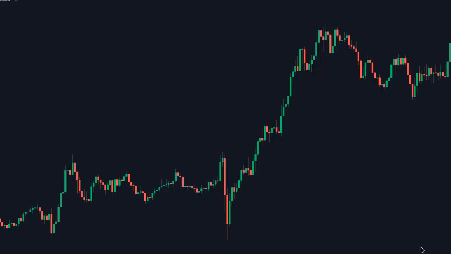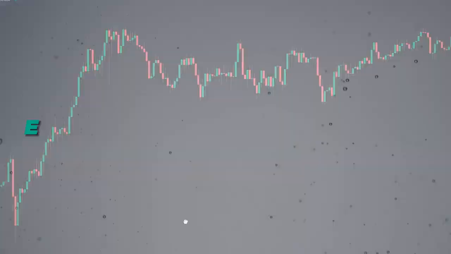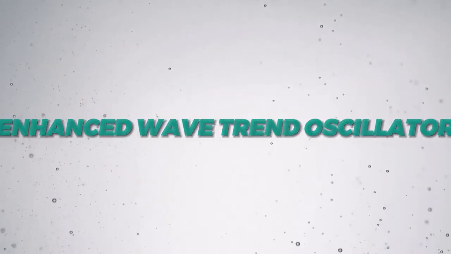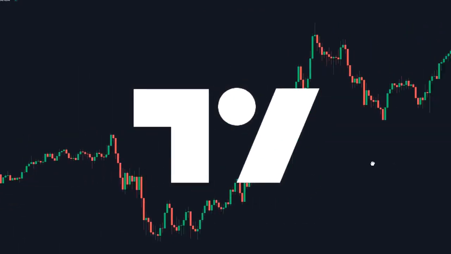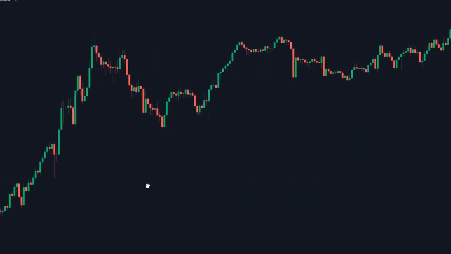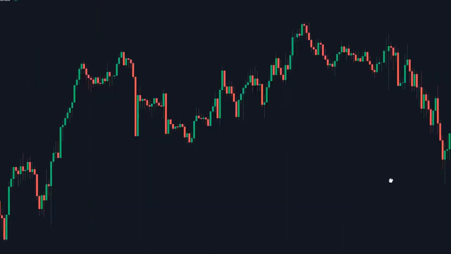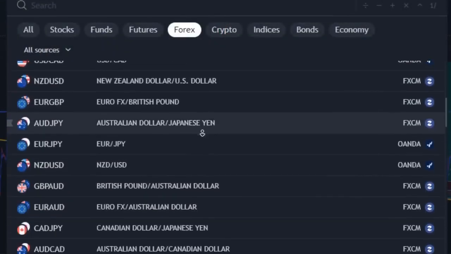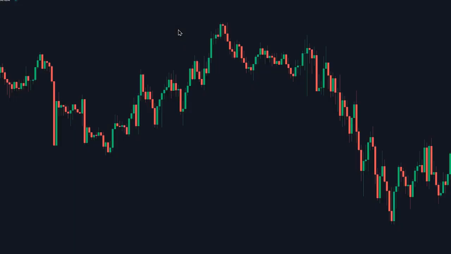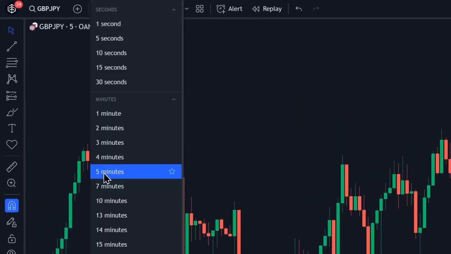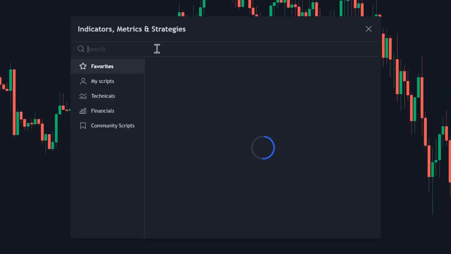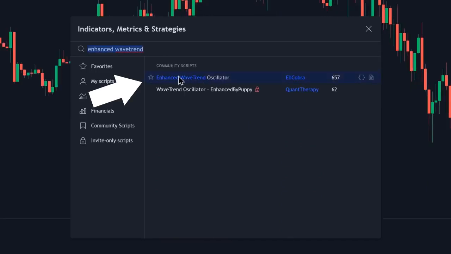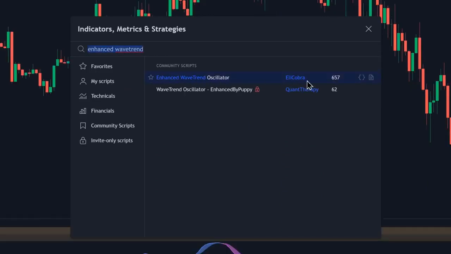Let's get into it. So, the indicator that we're talking about is called Enhanced WaveTrend Oscillator. To add it to your chart, you're going to need to go to TradingView, which is the charting platform that I'm going to be using. If you need to sign up, link for that will be in the video description. Next, you're going to select any trading security that you like in any time frame. For me, I'm going to go with the 5-minute time frame of GBP/JPY. Then click on Indicators, type in Enhanced WaveTrend, and select this one called Enhanced WaveTrend Oscillator, created by Eli Cobra.